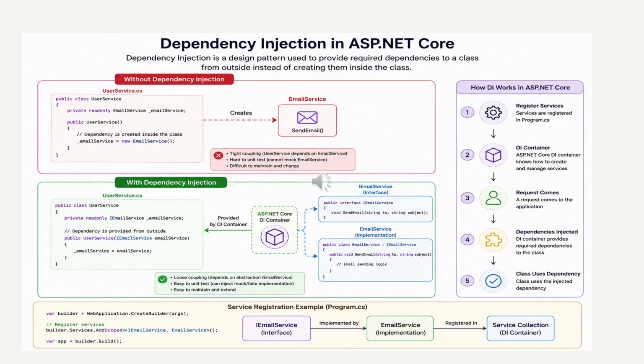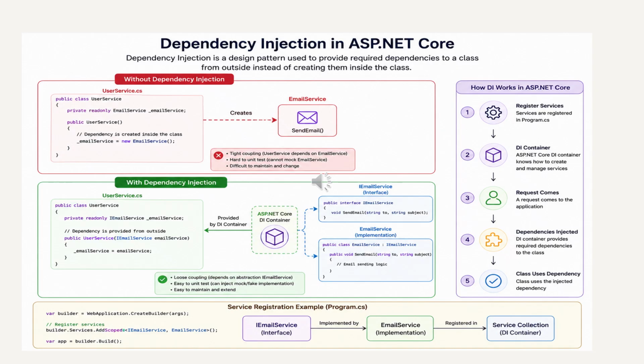This diagram explains dependency injection, DI, in ASP.NET Core, which is a design pattern where a class receives its required dependencies from outside instead of creating them itself. Without DI, UserService directly creates EmailService using new EmailService, which creates tight coupling and makes testing and maintenance difficult. With DI, UserService depends on the IEmailService interface, and the required EmailService implementation is provided by the ASP.NET Core DI container.